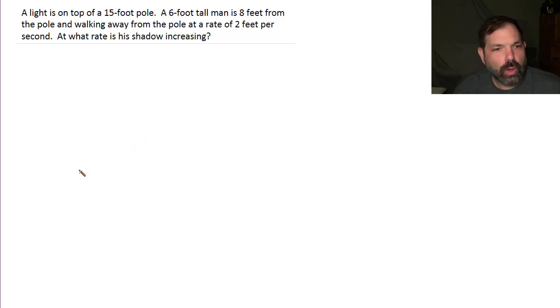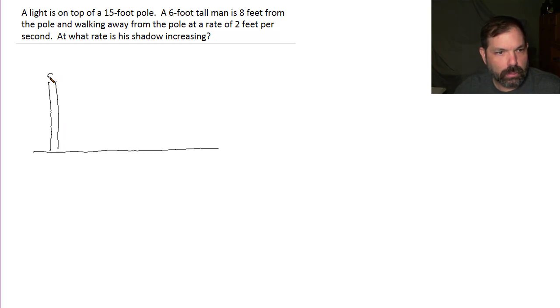Alright, so I'm going to draw a diagram for this problem. Let's say here's the ground, and here's the light pole. And here's the man, and I'm not a good artist, so I apologize for drawing stick figures, but that's probably the best I can do. The light comes down, hits the man, creates the shadow. There's the shadow that's being created from the light.